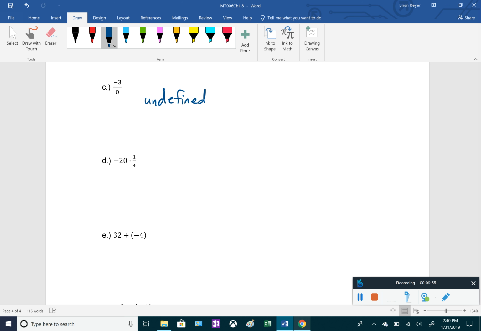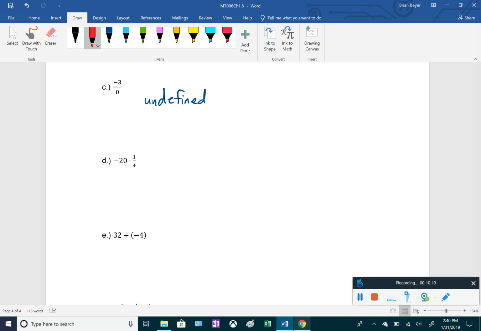When we're dividing, we're trying to chop up the numerator into the number of equal parts that's in the denominator. So if we're trying to chop something up into 0 equal parts, it doesn't really make sense, so it is undefined.